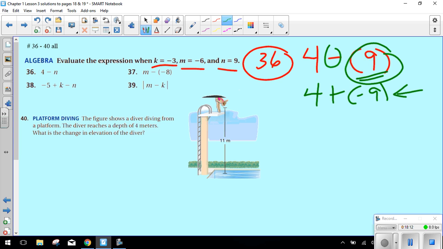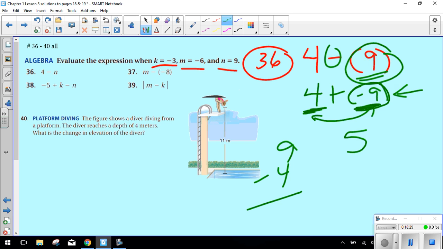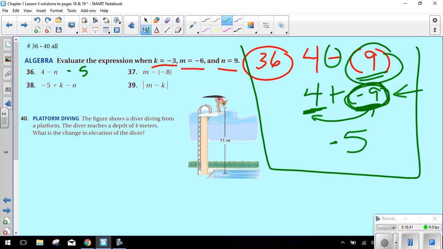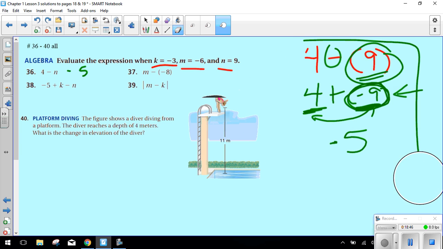Now, you know the rules for adding. When the signs are the same, you add. But in this case, the signs are different. So let's subtract them. Do 9 minus 4, which gives you 5. Whose absolute value is bigger, the 4 or the 9? This guy is bigger. So we're going to keep that sign. Okay, so the answer to 36 is -5. It is very important you show all of this work. Okay, so make sure that all the work I show you is written in your notebook.